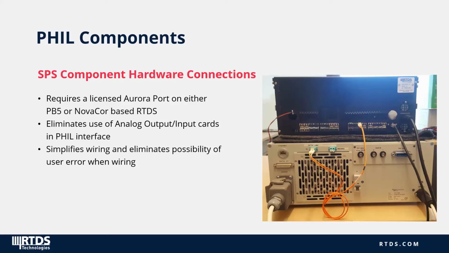This slide here shows the hardware setup for this component. We can see that it simply requires a single fiber optic cable between the back of the NovaCore and the back of the SPS amplifier. This digital interface eliminates the use of the more traditional I/O cards, such as the analog output and analog input cards. It also greatly simplifies the wiring and eliminates any possibility of user error when wiring.